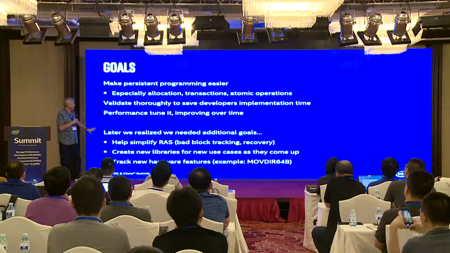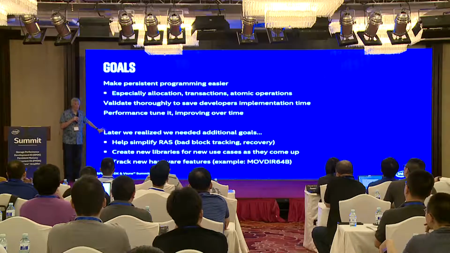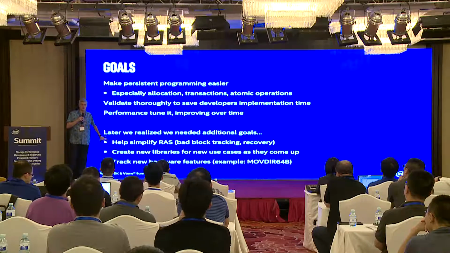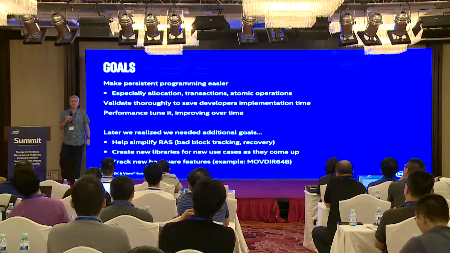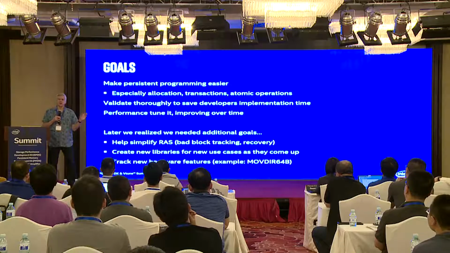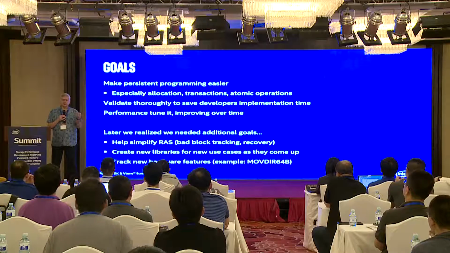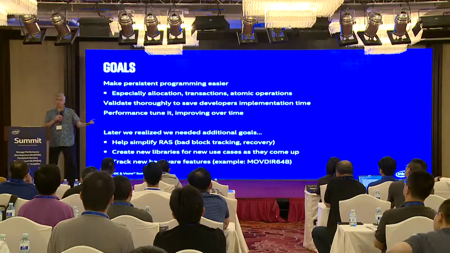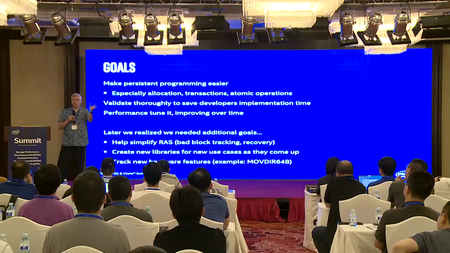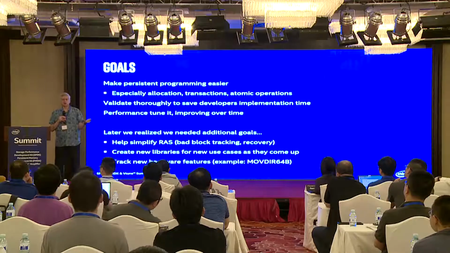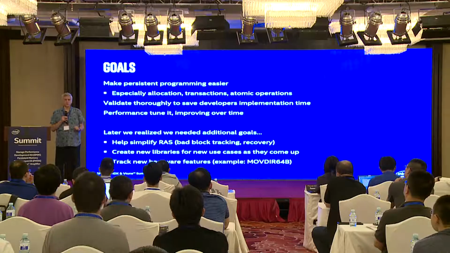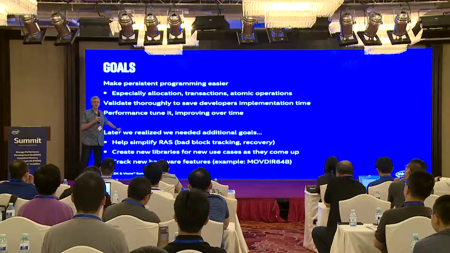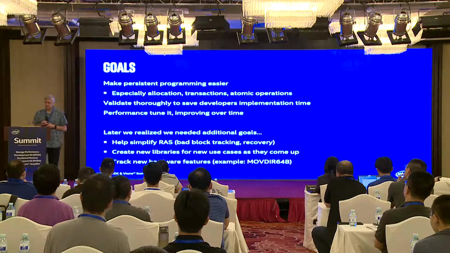Okay? Later we realized we had to add some more goals as these came up. We had to handle some of the harder stuff around RAS, reliability, availability, and serviceability. For example, what happens if there's a bad block? If there's a bad block in memory, like an uncorrectable block in your DRAM, your program will get killed. Sometimes the system even crashes. But the system will recover from that. It'll sequester that memory and you won't use it again. With persistent memory, it means you've lost some persistent data, so we need to handle that. That's a hard problem to solve.